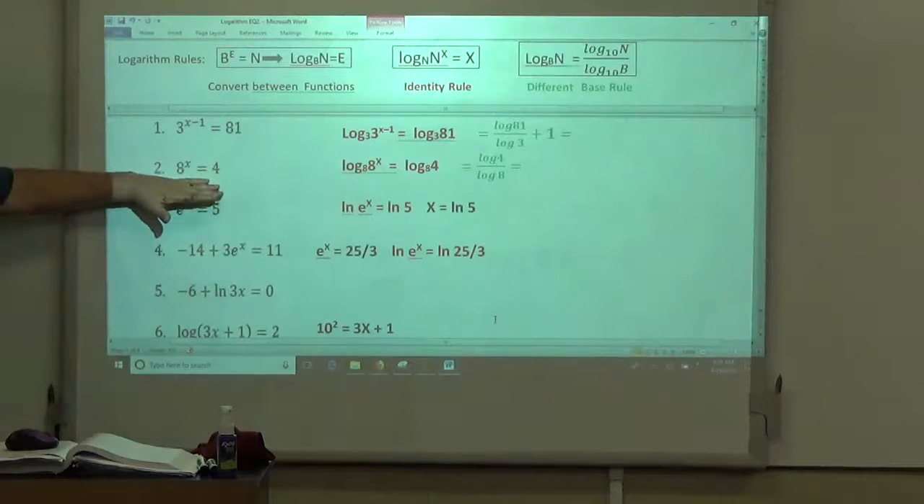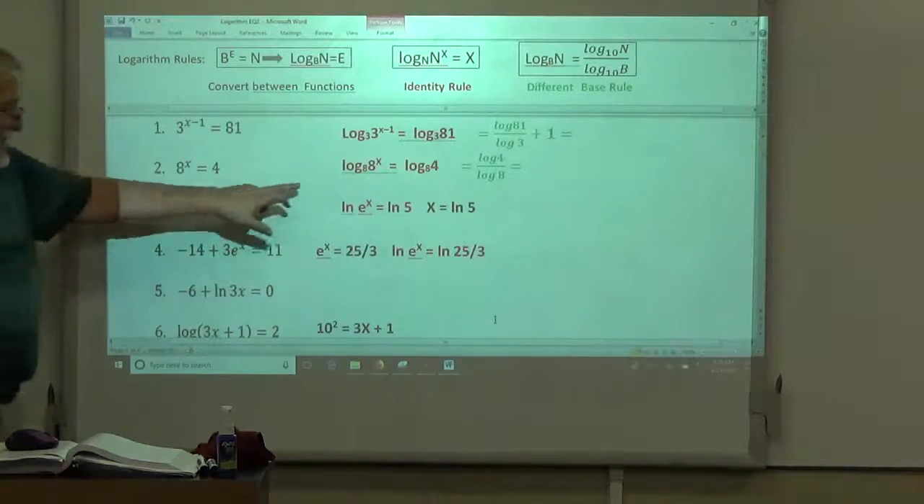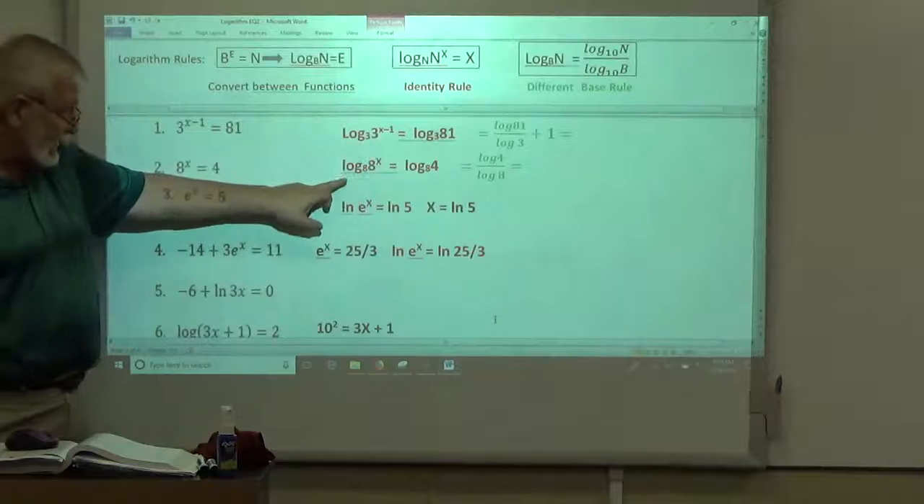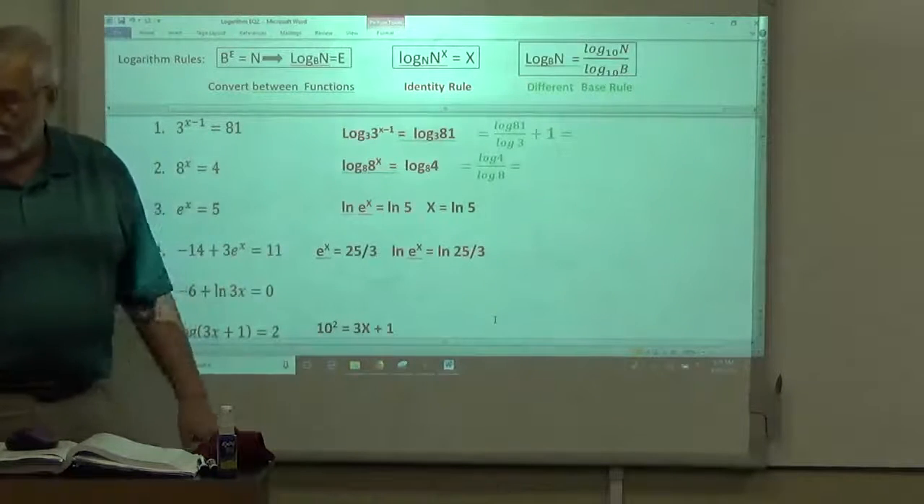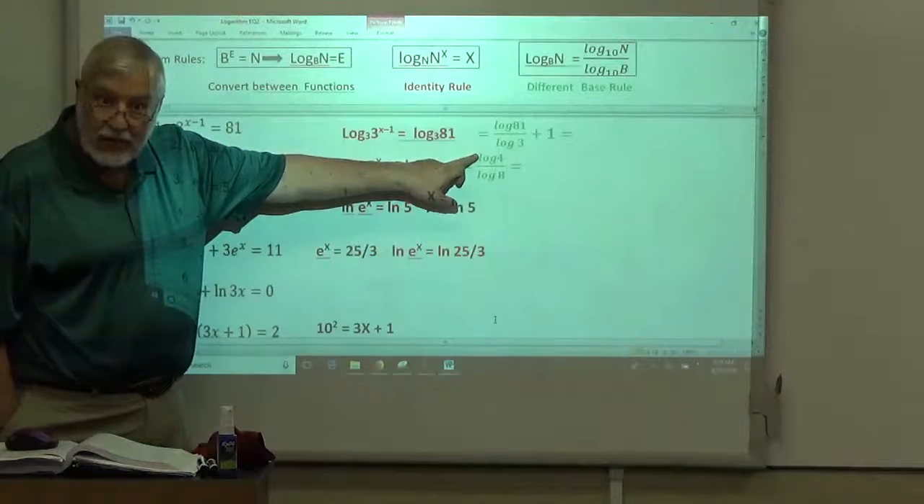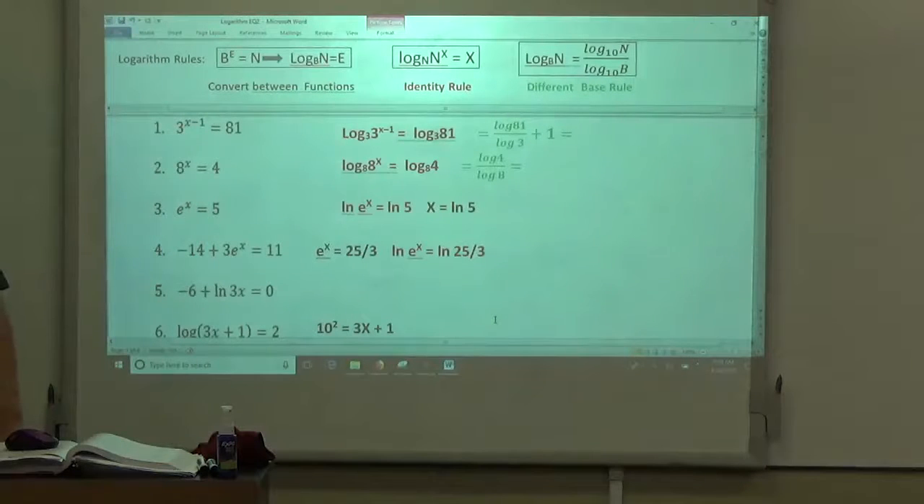So here's a similar example. You have to get the x. So you're going to use the identity rule and say log base 8 of 8 to the x equals x. And then here on this side, log base 8 of 4. So what do you put in the calculator? Log 4 divided by log 8. You don't have a choice. That is the change of base rule.